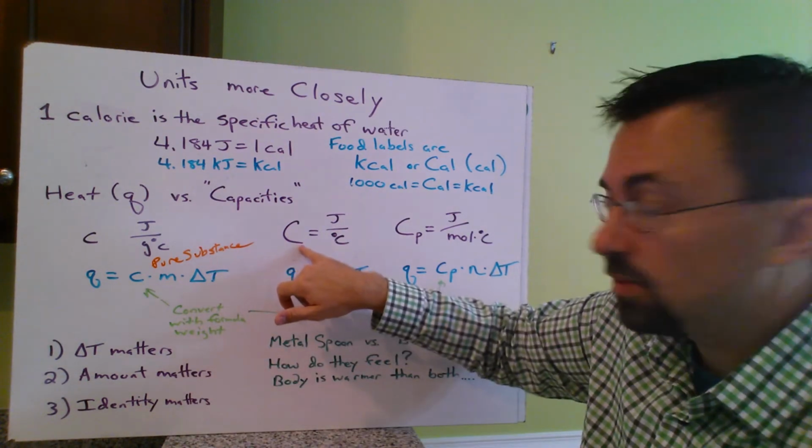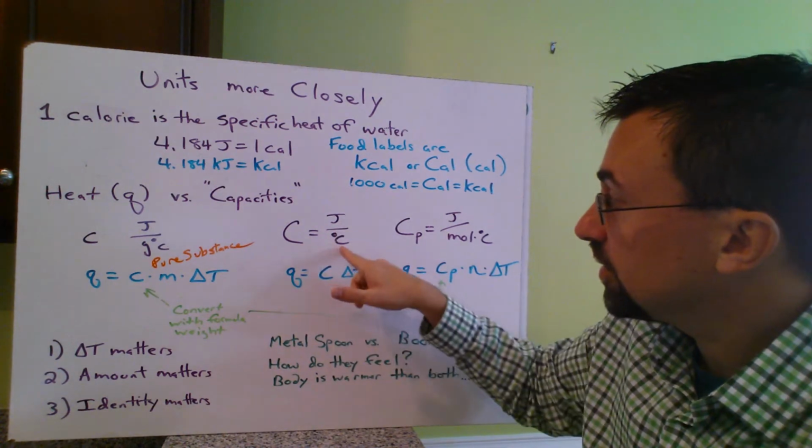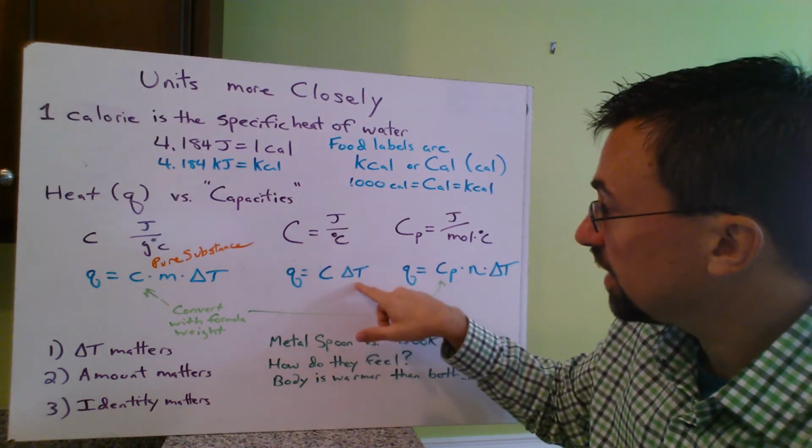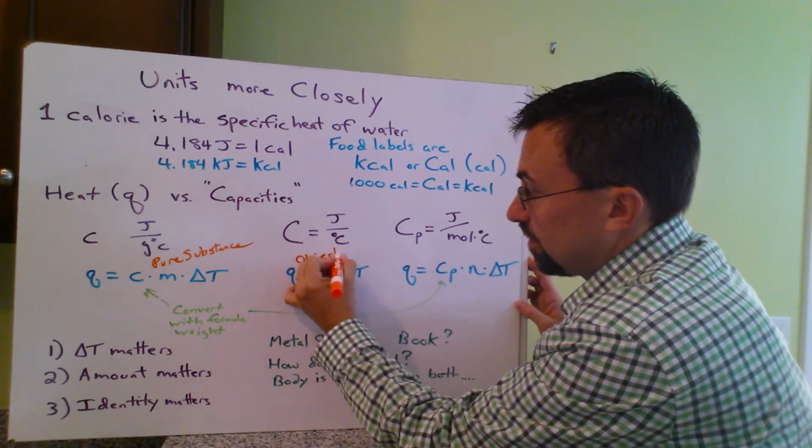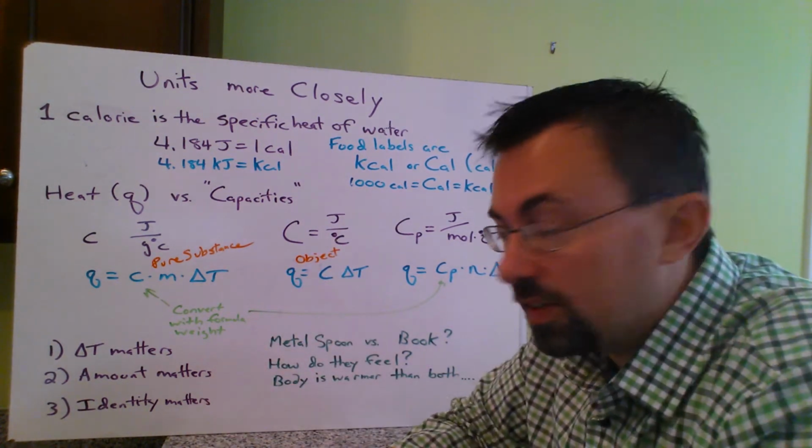Then we have the big C, which is joules per degree Celsius. So all we have to do is get rid of that temperature on the bottom. So it's just big C times delta T. This is what I like to call Q of an object, in trying to simplify these terms.